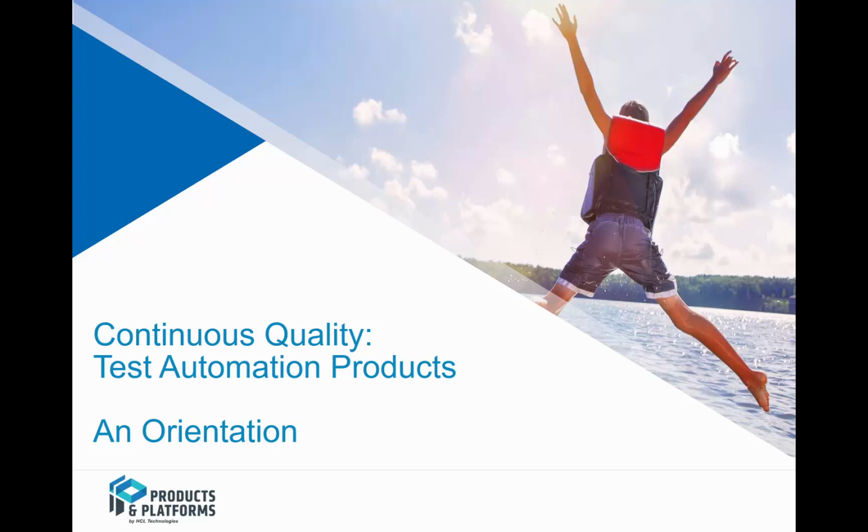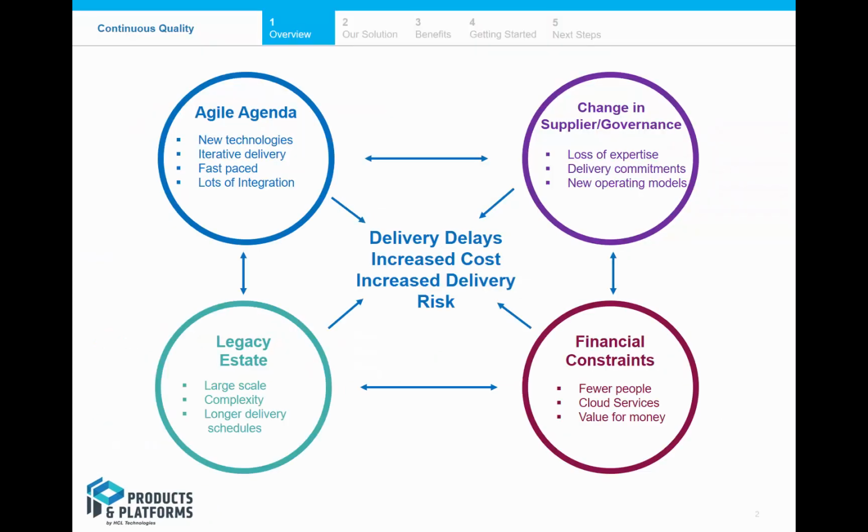Now, when we talk about the typical sorts of challenges that organizations we talk to have, they really fall into a number of key areas. Adoption of agile and new technologies and the pace of delivery, things like that. Changes in suppliers and governance issues. So, as organizations mature and grow, they tend to find that they lose expertise in certain areas as resources move around, and so they have problems with delivery.